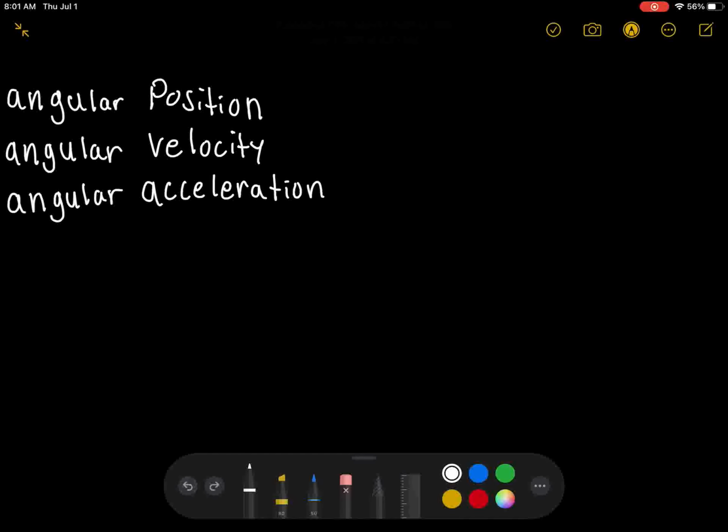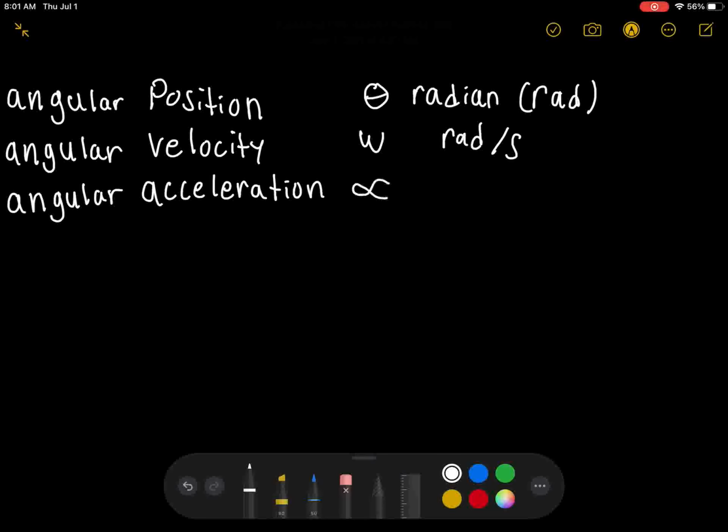Our angular position is designated by theta, and the units are in radians. The shorthand version is just calling it rad. For angular velocities, we're going to deal with omega. The units for this are radians per second. And for the angular acceleration, this is alpha, and this is in radians per second squared.